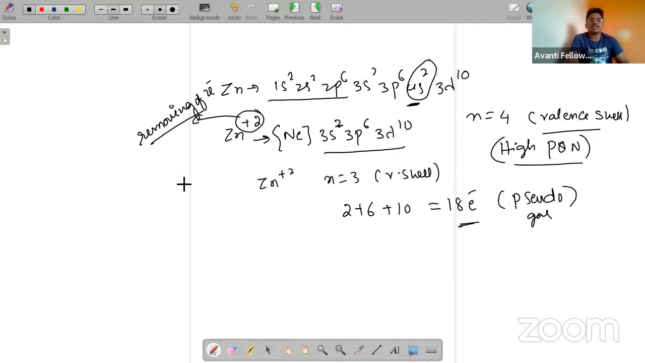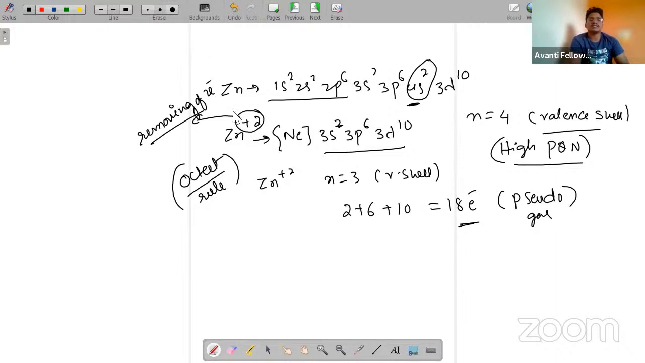Okay, so the octet rule failed to explain this one. Thank you guys. So the octet rule fails to explain the pseudo-inert gas configuration. And next, what is the other drawback of the octet rule?